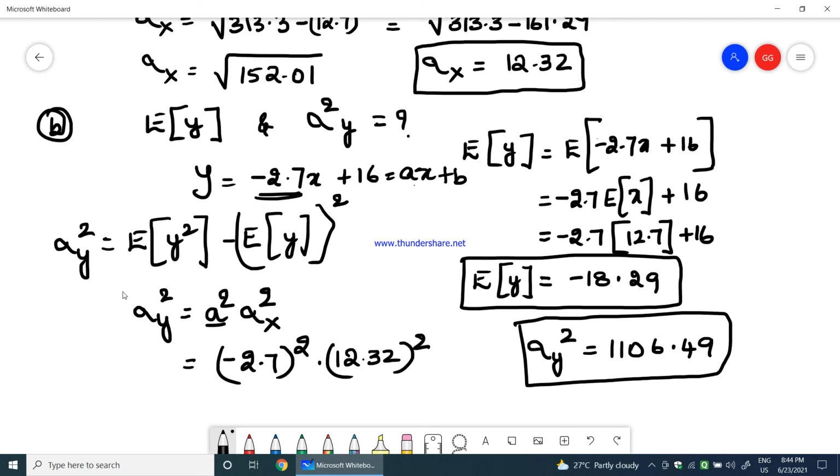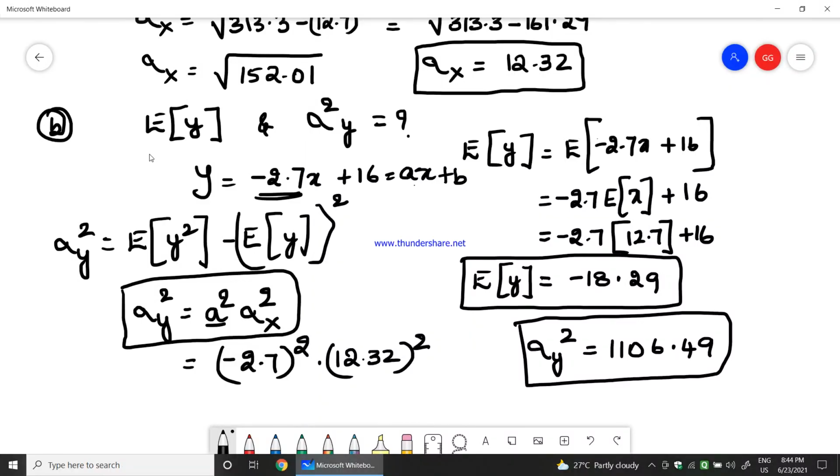So we have used this property to find the variance of y. As we don't know the second moment of y, therefore we use this formula to find the variance of y. Okay, I think the solution is clear to you.